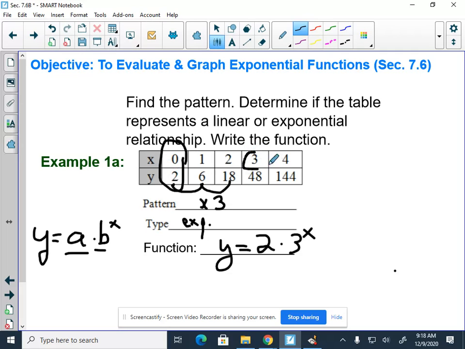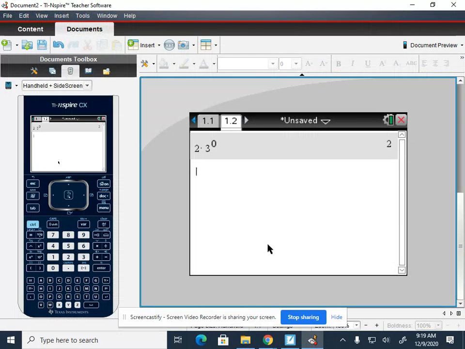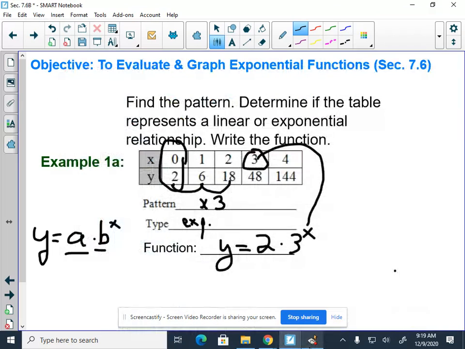I'm going to put in 3 for x. So I'm going to go 2 times 3 to the 3. I'm putting the 3 in where I see the x to see if it gets me the right things. 2 times 3 to the 3 says it's 54. Oh, I think this one, we're going to change this one. I think whoever wrote this one, and we'll say it was me, it was supposed to be 54 there because it was supposed to be times 3.